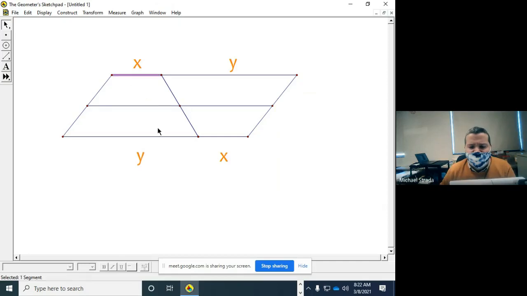Now, I'm going to take that, construct a perpendicular line.